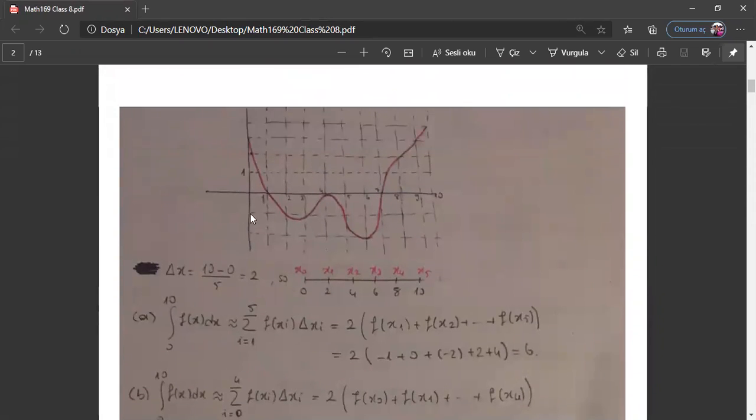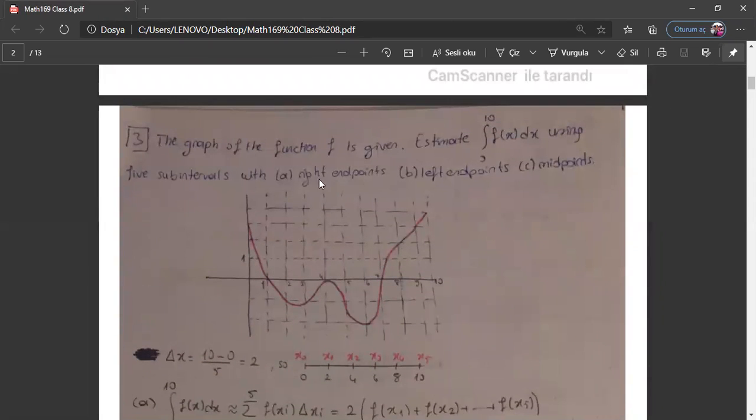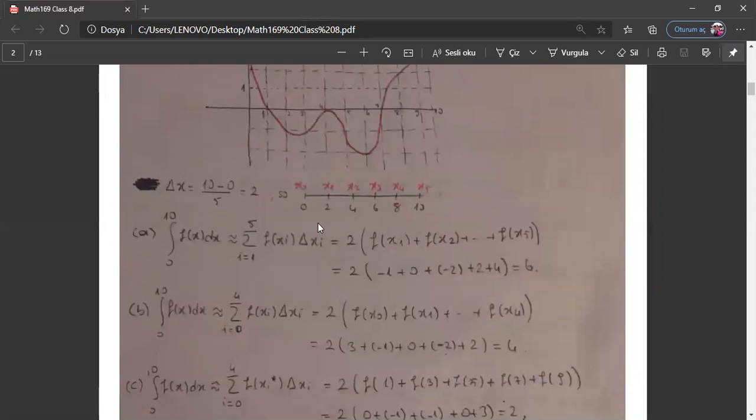Okay, so for this part, we will take right endpoints. So what's the right endpoint of this subinterval? It's 2, right? So we start with x1. That's why we write i equals 1 there. Till x5 we will compute, so we write 5, and f of xi times delta xi, which is 2, we write it outside of the sum again, and we have this.